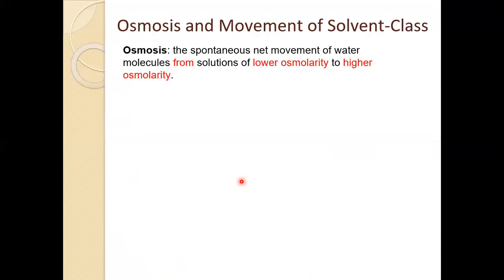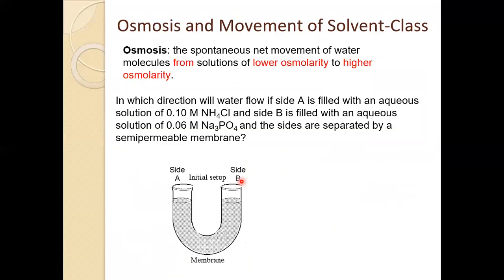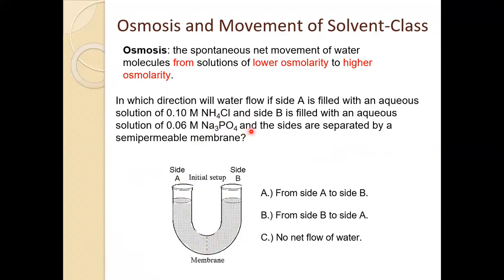So what we'd like to be able to do is predict the net direction of water flow in an osmosis setup. So if we have this picture, we have kind of a U-shaped tube, and the left side of the tube is separated from the right side by a semi-permeable membrane, which only allows solvent molecules to pass either from the right to the left or left to the right. And on side A, we have a 0.1 molar ammonium chloride solution. Side B is filled with 0.06 molar sodium phosphate solution. And the question is then, in which direction do we expect water to flow via osmosis?